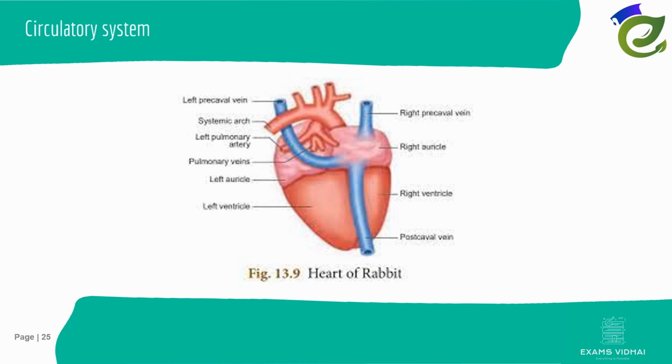Respectively, they are passed into the ventricles, and from the right ventricle arises the pulmonary trunk, which carries the deoxygenated blood to the lungs. And from the left ventricle, we have the aorta, which supplies oxygenated blood to all parts of the body.